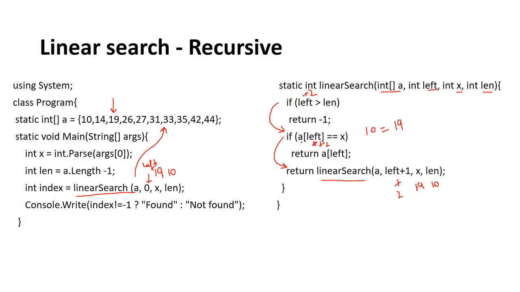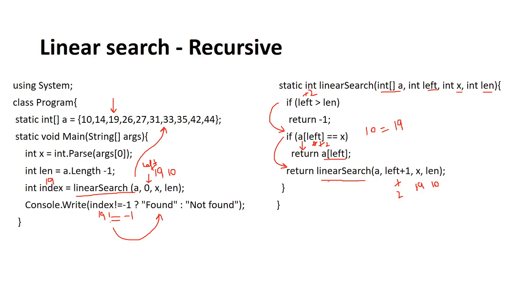Yes, so come inside. If the condition is true, come inside and return a value a of 2, that is 19. So the index will be 19 now. So I'm checking here, if 19 is not equal to -1, okay, if it is not equal to -1, then display found. So it will go up there, condition is true, it will display found. Okay, so this is how the recursive method works.